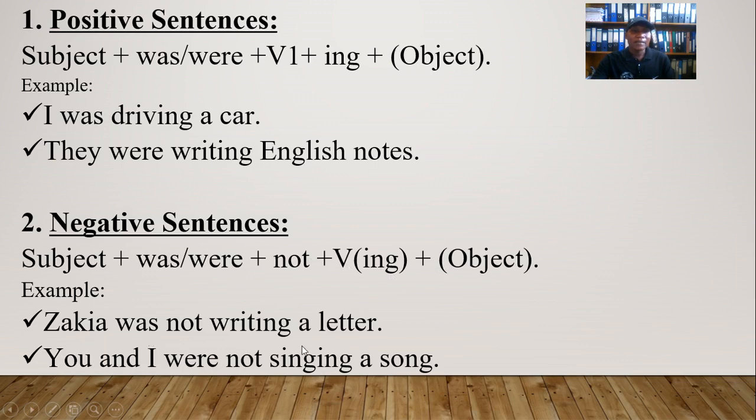As you can see in these examples, Zakia was not writing a letter. Zakia hakuwa akiandika barua. When? In the past. Lini? Katika kipindi kilichopita. Zakia hakuwa akiandika barua. Kwa hiyo tunazungumzia wakati uliopita, lakini katika hali ya ukanushi kwamba hakuwa akifanya vile.